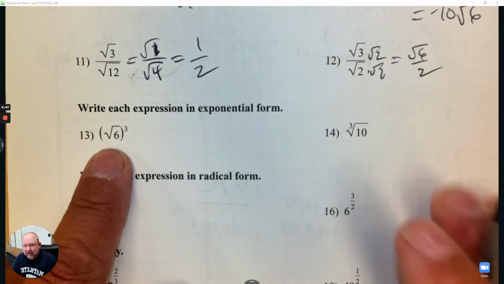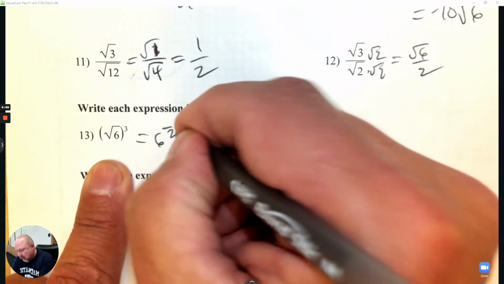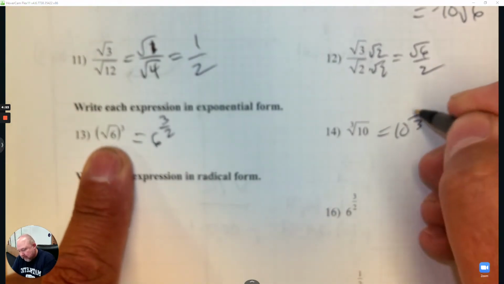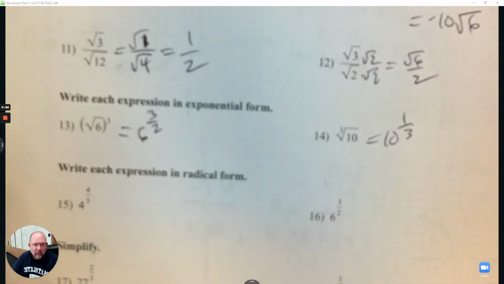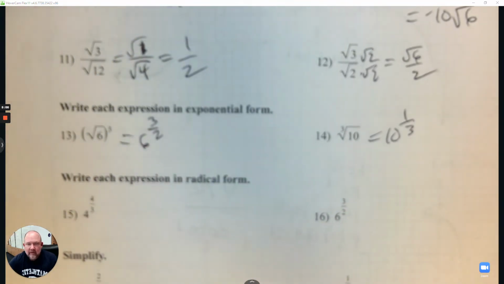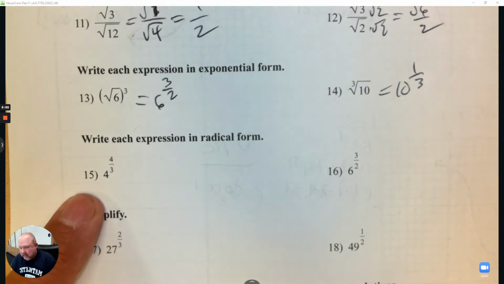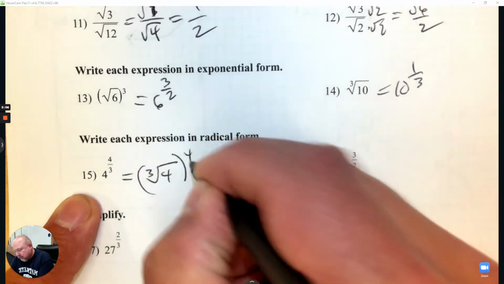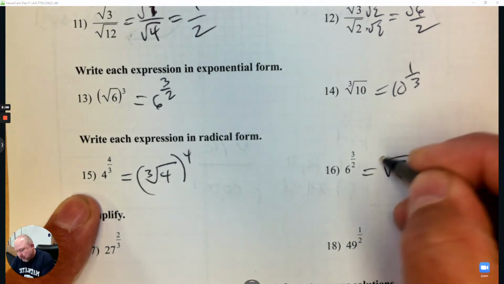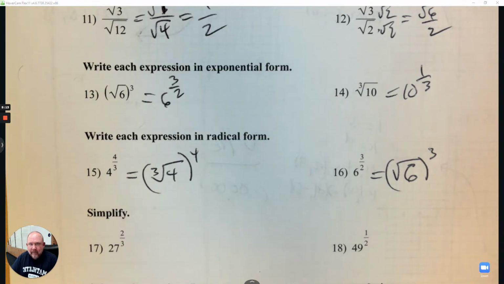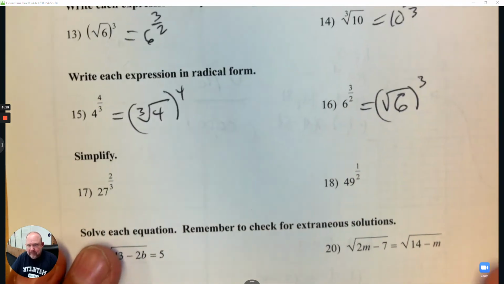Write each one in exponential form. So the denominator is the root, and the numerator is the power. The denominator is 3, and the numerator is 1. So every radical can be written as a fraction. How about the other way around? Just write it. So it's cube root to the fourth. This is square root to the third. So you have the ability to write it in either way. Remember, the denominator is the root, numerator is the power.